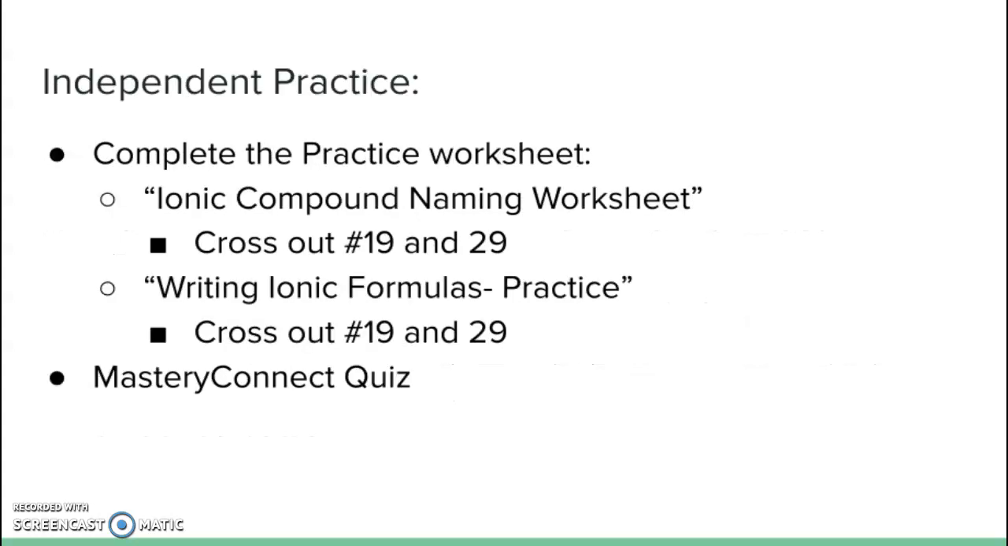All right, now that you guys are done with your note process, here's what we're doing for the rest of the class, okay? You're gonna have to complete your practice worksheets. It's a 2-sided page, front page and a back page. For both sides of the worksheet, cross out number 19 and number 29, okay? So you are not to do 19 and 29. I will have the solutions up at the front of the room, so check those out once you're done.